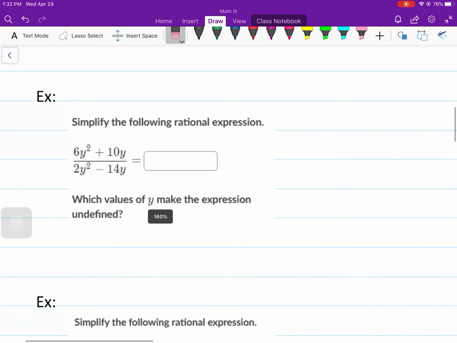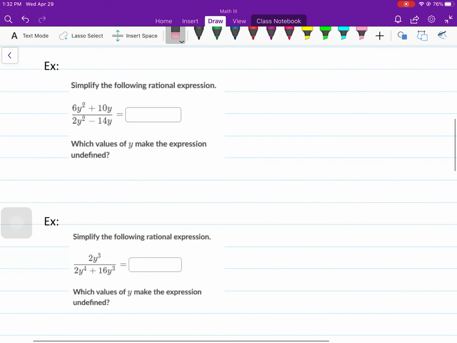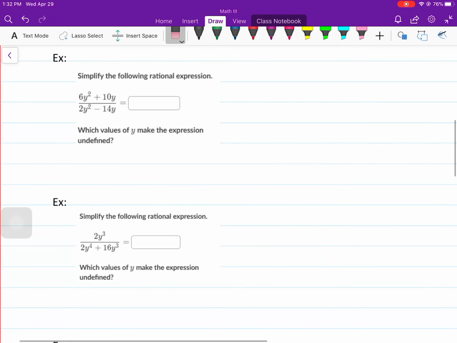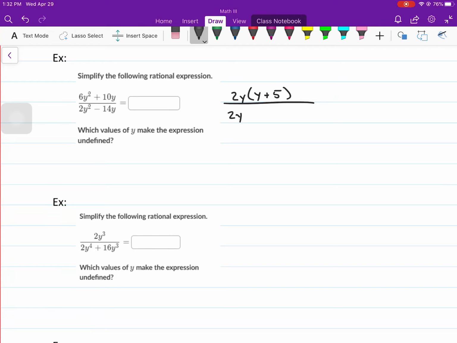So let's go ahead and do an example or two right here. I'm going to simplify this one. Which value of y makes it undefined? Let's factor the top and factor the bottom. On the top, I can see that there's a 2y in common. We did plenty of factoring earlier in this school year, so you should know how to factor. Factoring the 2y out, we'll have y plus 5. Then on the bottom, factoring a 2y out as well, we'd have 2y times, that would leave us with y minus 7.